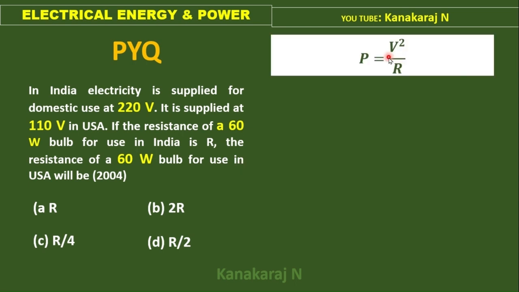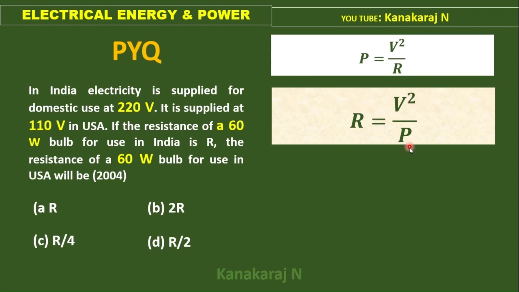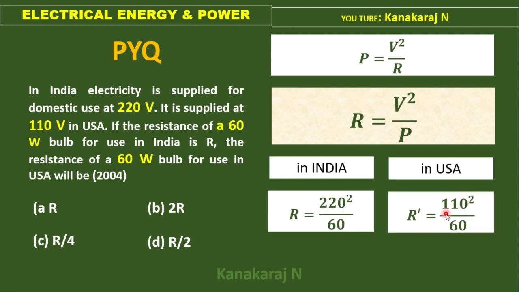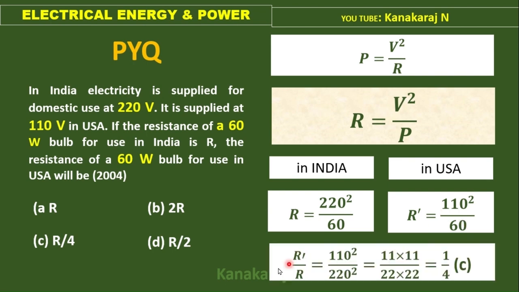So the relation is the power equals V square upon R. So R equals V square upon P. In both the countries, the power is same, 60 watt, 60 watt. So R is directly proportional to V square. So R prime divided by R will be 110 square divided by 220 square. So in India, the resistance is 220 square divided by 60, and in USA, it is R prime equals 110 square divided by 60. So let us find R prime by R equals 110 square divided by 220 square. We get 1 upon 4. So option C is correct.